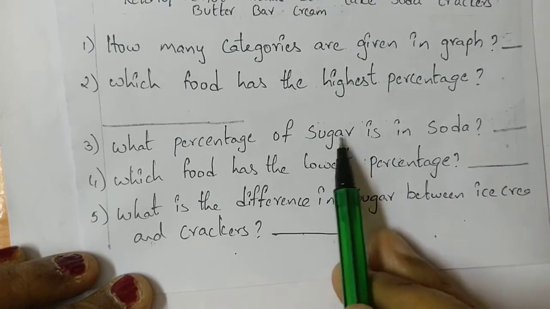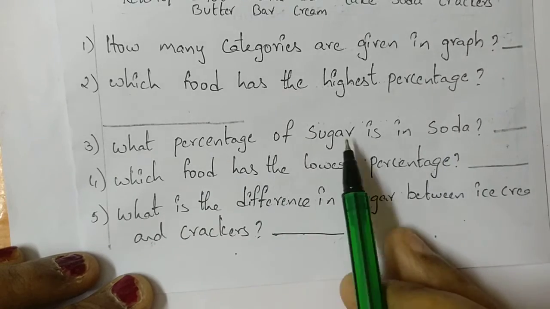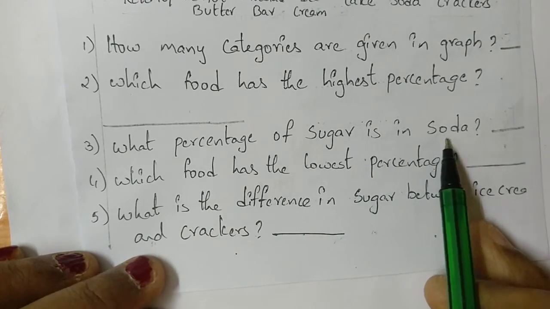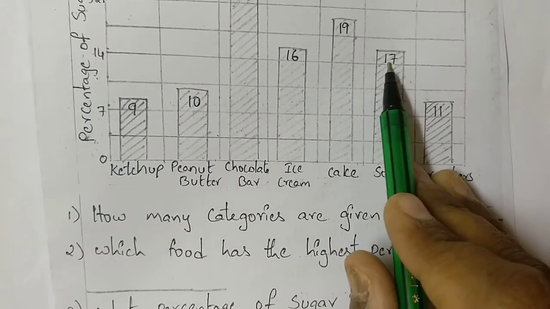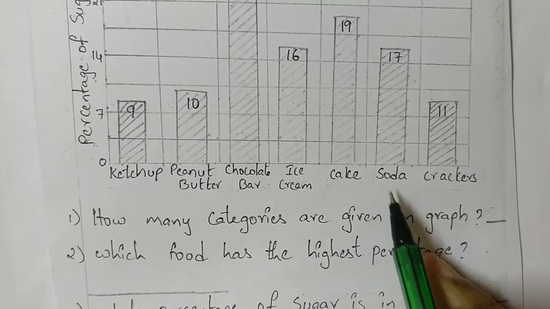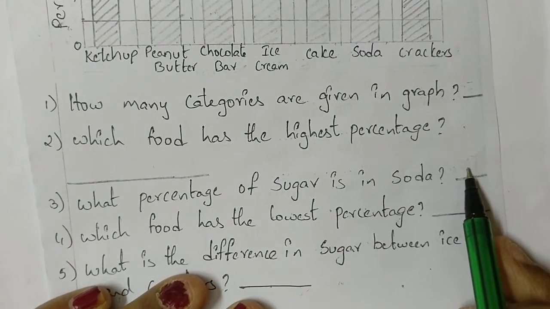What percentage of sugar is in soda? So in soda, how much percentage do you have, Nana? 17% is there. In soda, how much percent is there? 17. So write here 17.